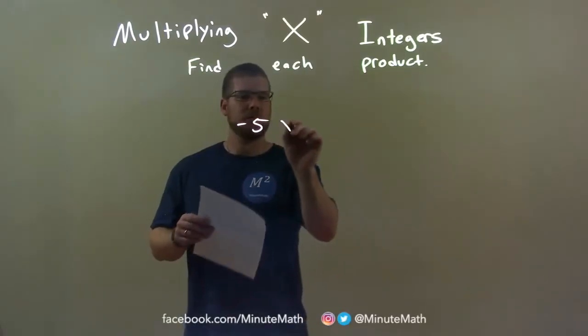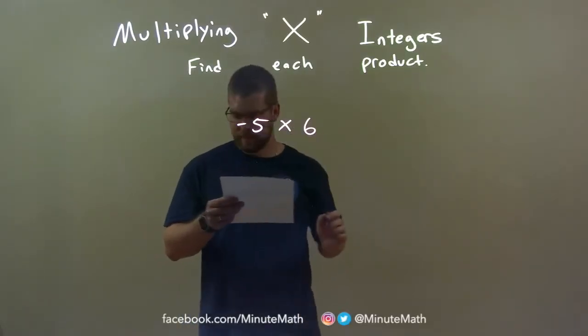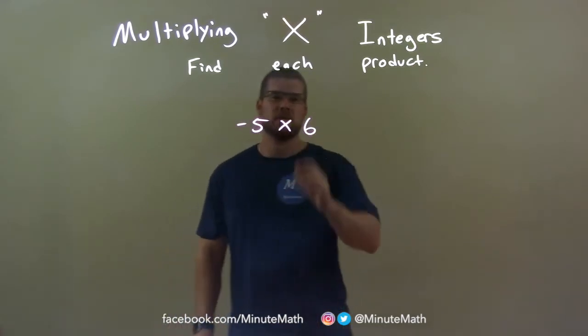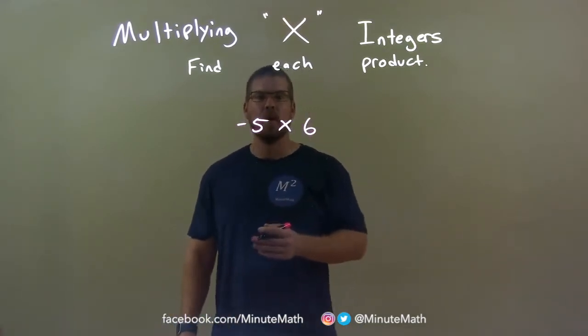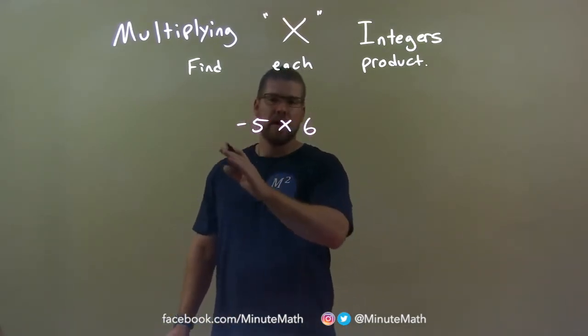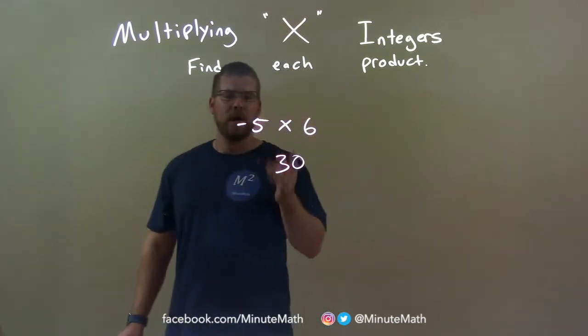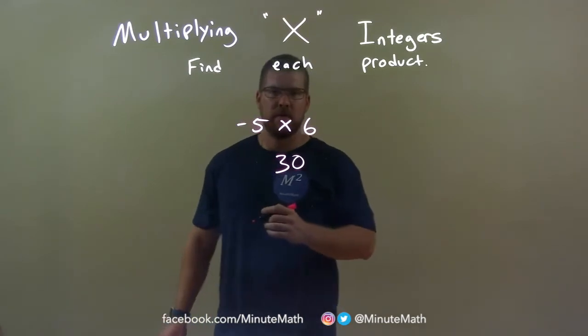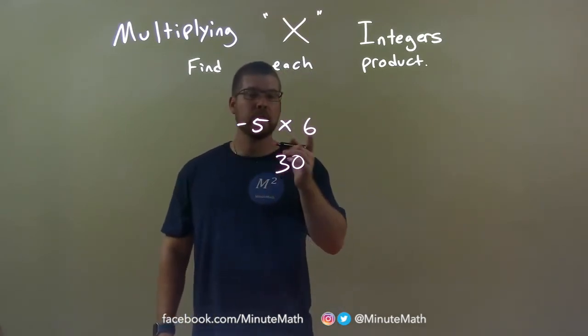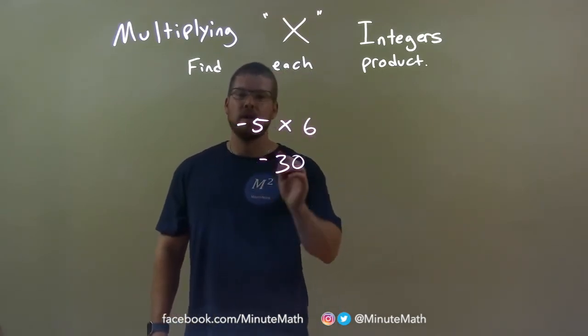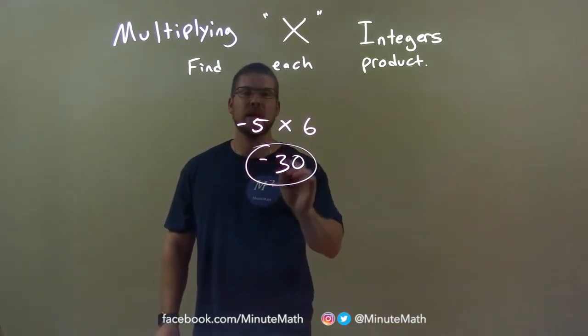Negative 5 times 6. Okay? Well, we know that if we ignore the negative, 5 times 6 is 30. Okay? So we have 30 there, but we know it's a negative 5. And we know a negative times a positive is always a negative. So our final answer here is just negative 30.